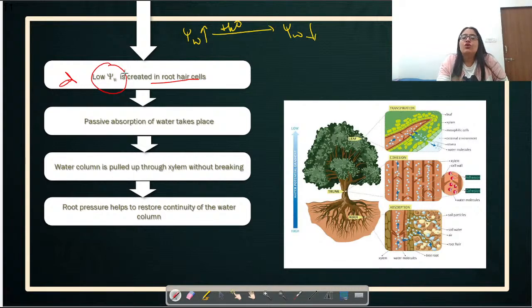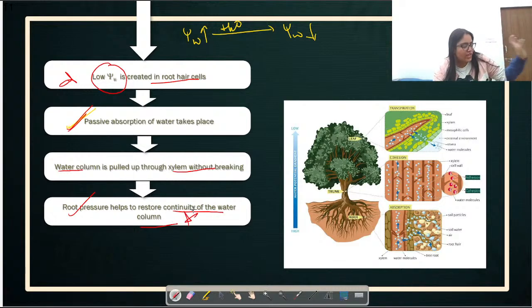So because of the creation of a low water potential area in the root hair cells, there will be passive absorption. A lot of water is going to be absorbed by the root hair cells passively and will be transported, right? So the water column is pulled up through the xylem without breaking, and who is making sure it does not break? The root pressure. So root pressure helps to restore the continuity of the water. Whatever water the root hair cells absorb will be transported to the root xylem, then to the stem xylem, and then to the leaf xylem. So that's how the whole phenomenon takes place.